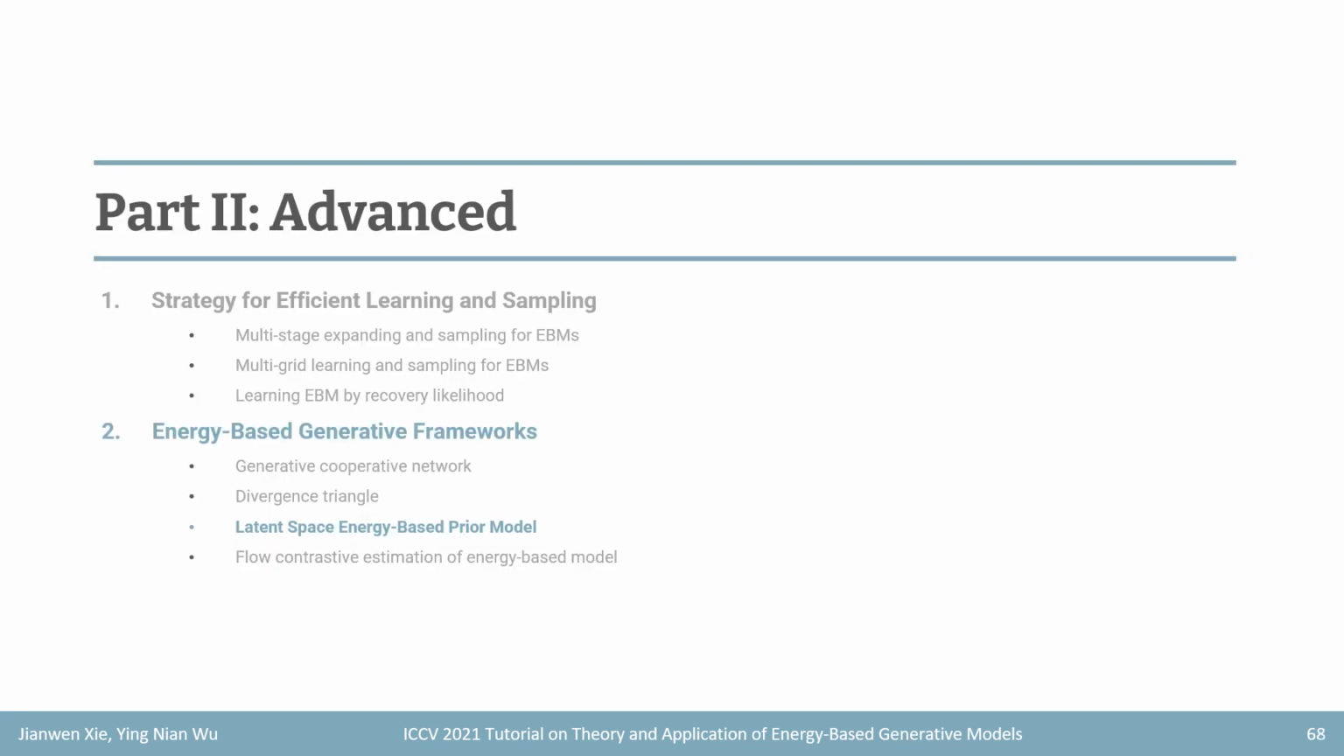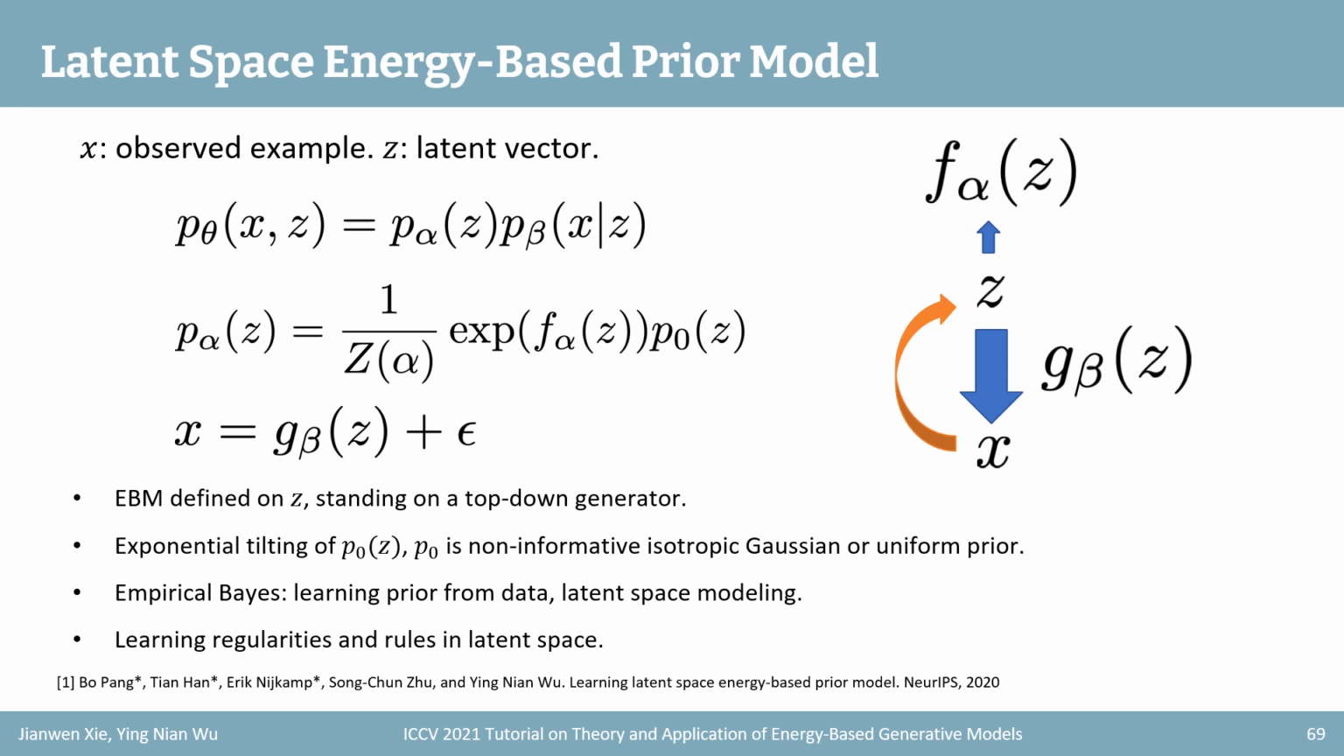We are now ready to move to the next part, which again involves a generator model. However, instead of learning a generator model and energy-based model separately, we now learn an energy-based model in the latent space of a generator model. We call the resulting model the latent space energy-based prior model. So again, we let X be the observed example, for example, an image, and Z the latent vector. And again, Z generates X through a generator network defined by parameter beta.